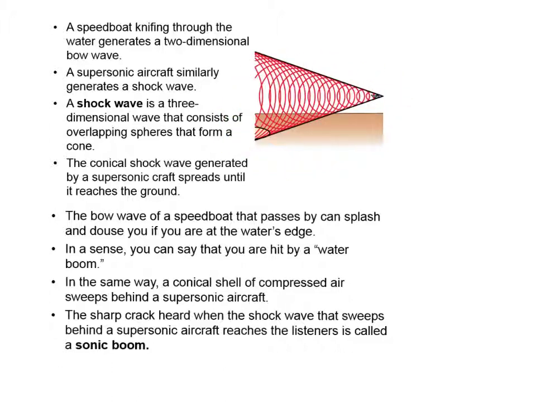The sharp crack heard when the shock wave that sweeps behind a supersonic aircraft reaches the listeners on the ground is called a sonic boom. Now, you're never going to hear a sonic boom from an airplane that's traveling under the speed of sound. The sound wave crests reach our ears one at a time, and we perceive that as a continuous tone. Only when the craft moves faster than the sound do the crests overlap, and we as listeners encounter that single burst. Ears cannot distinguish between the high pressure from an explosion and the pressure from many overlapping wave crests.